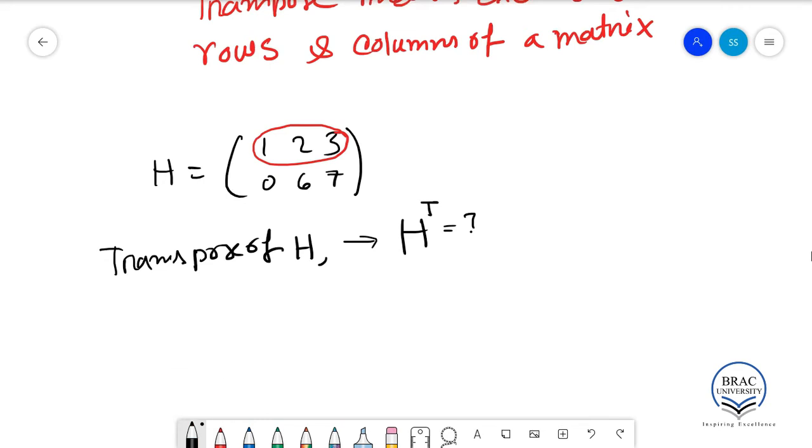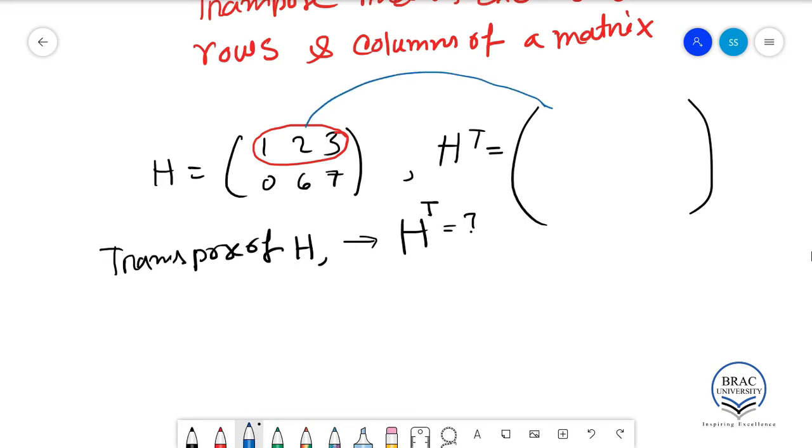That is, for H^T, let's write it over here, and let's write it like this. This row will now become a column over here, and let's write these elements, that is 1, 2, 3. Similarly, the second row will become the second column. So this will be 0, 6, 7. This is how you can do transpose. Take another example.